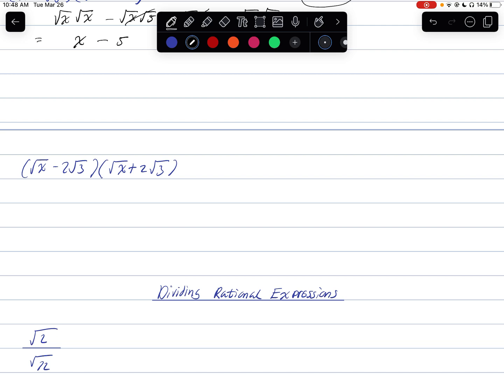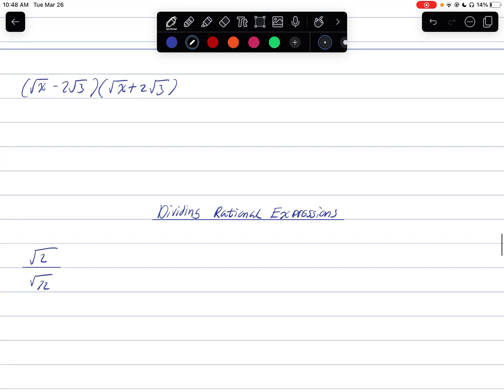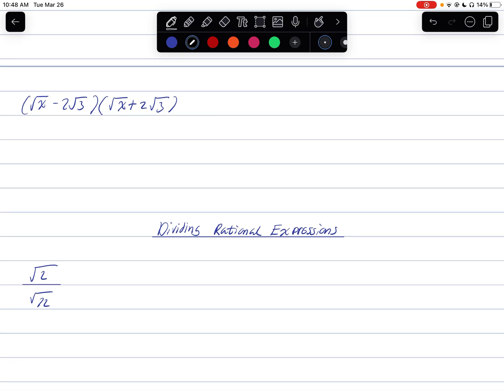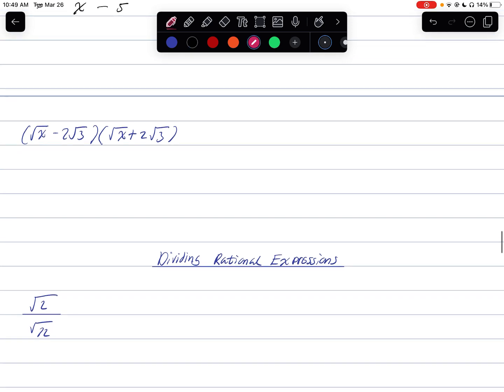Here we have the square root of x minus 2 times the square root of 3 times the square root of x plus 2 times the square root of 3. Again, we notice we have a conjugate multiplication problem here, okay? We have the square root of x minus 2 times the square root of 3, and then we have the same thing, but with a plus in the middle here. So we can utilize A squared minus B squared. So if we say that this is A and that this is B, we're going to end up with the square root of x squared minus 2 times the square root of 3 squared.